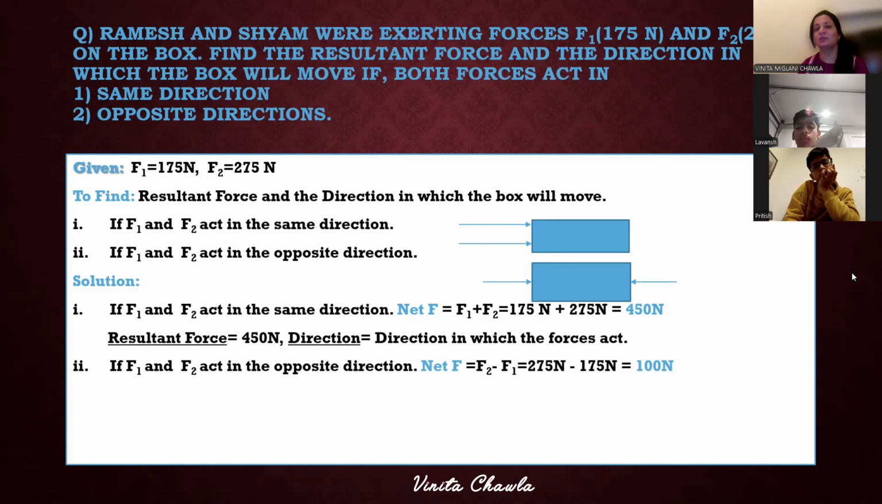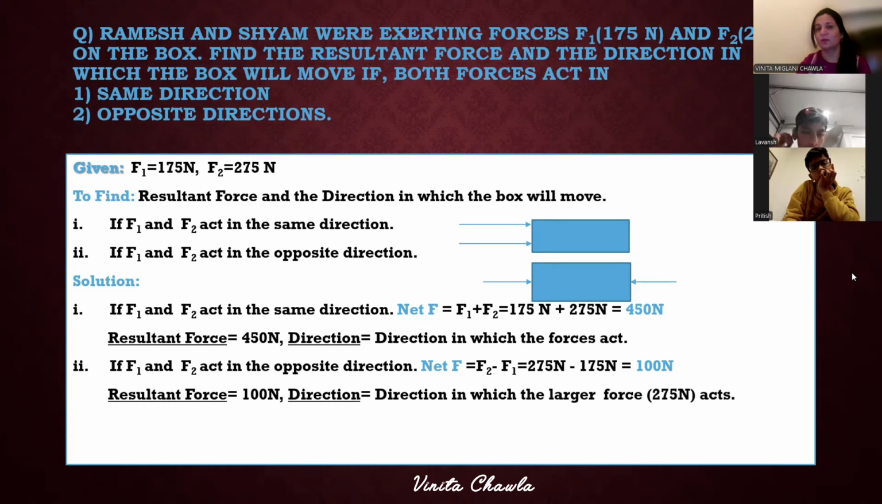And what is the direction of motion? The direction in which the greater force is acting. Yes, 275 is going to the right. So the direction in which the larger force is acting is the direction of the net force, 100 Newton. So the net effect of force is 100 Newton, and 100 Newton is responsible for the motion of the object.